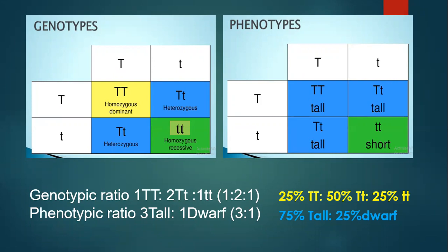that if the alleles which are present in a pair are different, then the allele which is dominant will be expressed. That is the law of dominance.